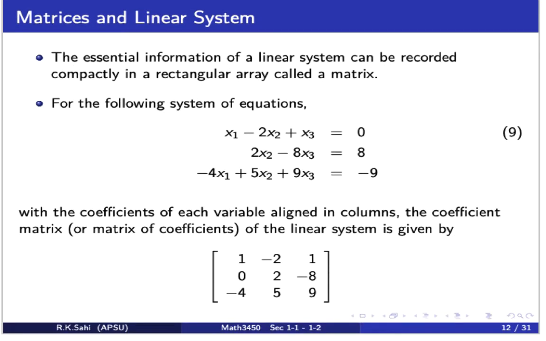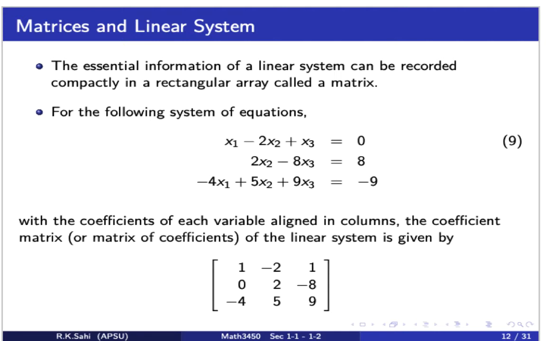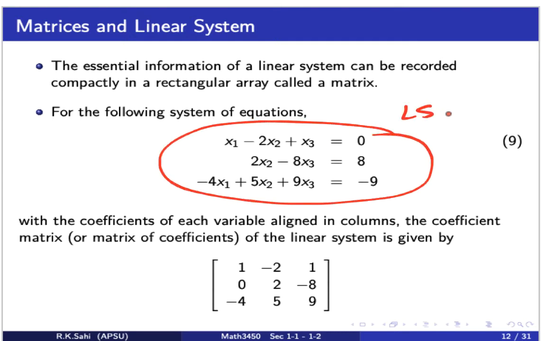Now we are going to see a relationship between the linear system and matrices. Remember, matrices are nothing but rectangular arrangements of rows and columns. So you'll see how a linear system can be written as a matrix. When you look at a linear system, you can see that it can be nicely written in a rectangular arrangement called a matrix. Let's pick up this system: x1 minus 2x2 plus x3 equals 0, 2x2 minus 8x3 equals 8, minus 4x1 plus 5x2 plus 9x3 equals minus 9. So I have a linear system, and LS is what I will be using as an abbreviation for linear system, with three variables, x1, x2, and x3, and it has three equations.